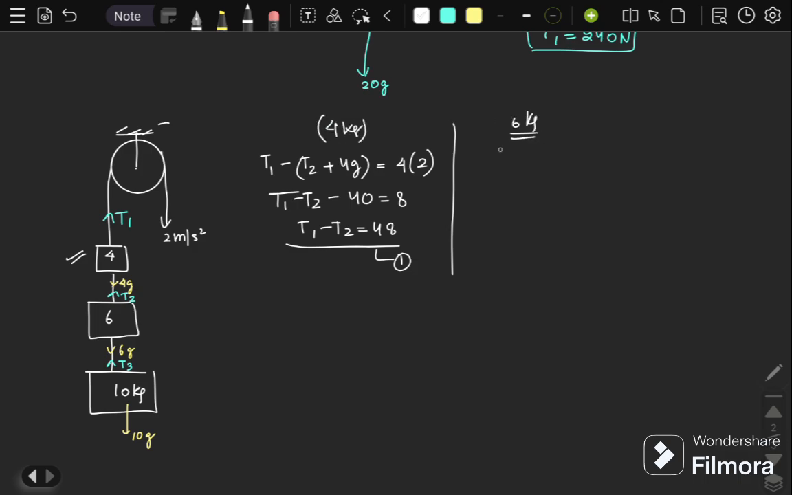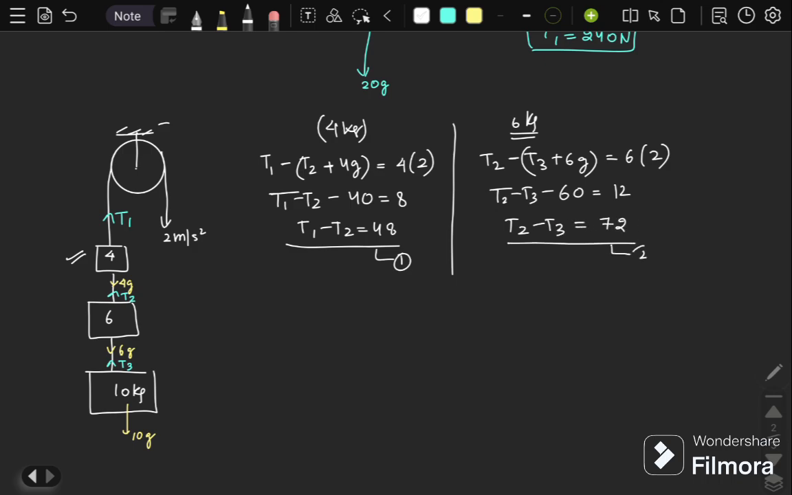Now for 6 kg, the equation will be T2 minus T3 plus 6g in one bracket is equal to 6 times 2. So T2 minus T3 minus 60 is equal to 12. So T2 minus T3 is equal to 72. And this is, let's say, the second equation. Now with both equations, we can form another equation, but that is not required.